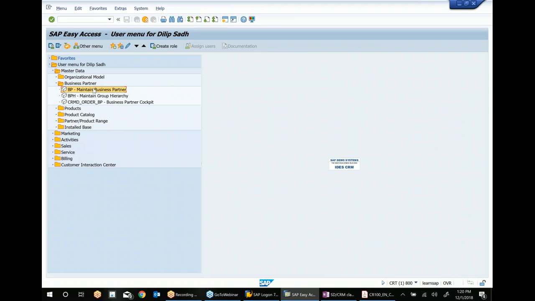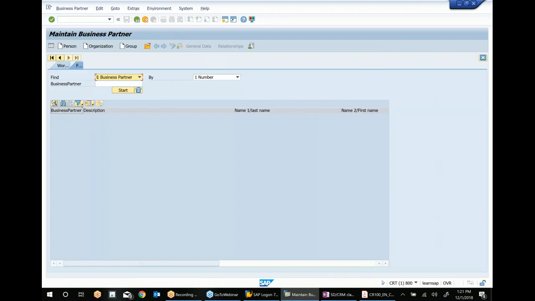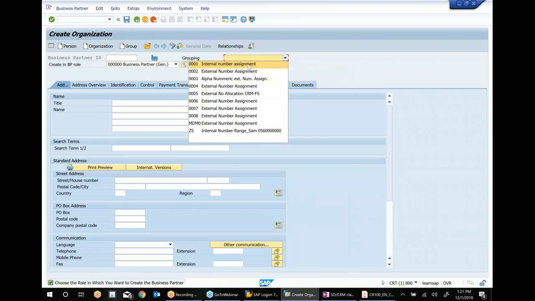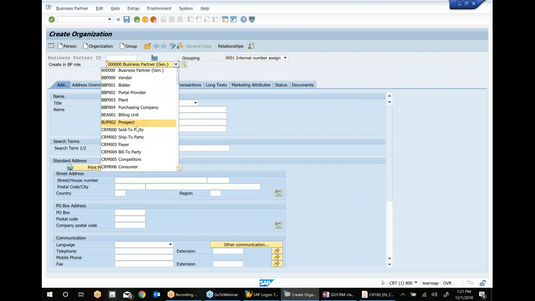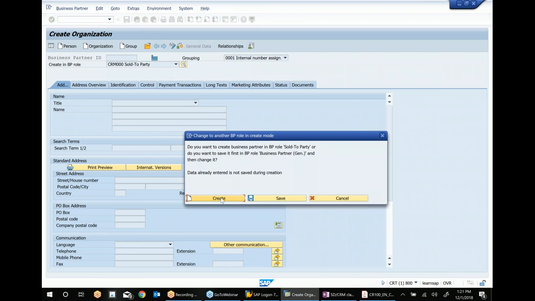Okay, we go to maintain business partner. Then I select organization. I select grouping, internal number assignment. And then I select sold to party. So I select business partner as a sold to party.